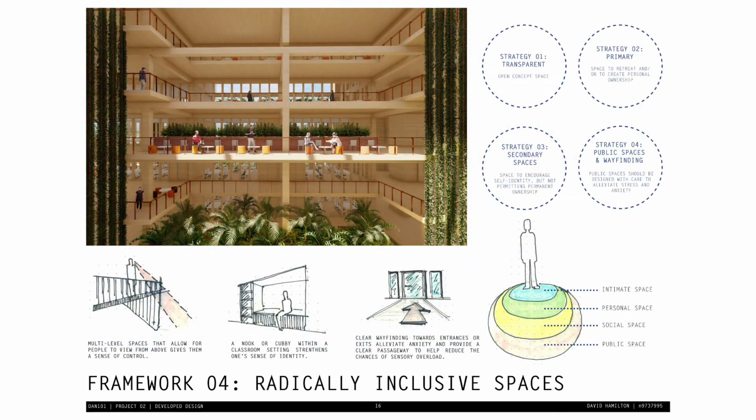The framework of the design addresses radically inclusive spaces, particularly for people with autism and other sensory disorders. In this design, I've provided multi-level spaces, such as spaces above the atrium that allow people to view from above and give them a sense of control. In contrast, I've also provided small nooks or cubbies for people to retreat to if they ever have a sensory overload or they feel they need to withdraw a little bit from society.